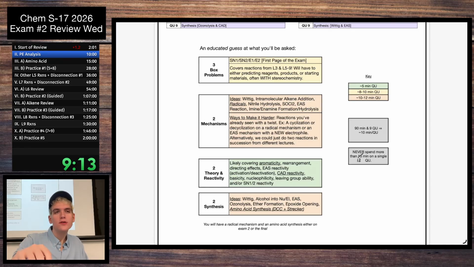Cool. So do you feel like you have a good idea of the format of the exam, what to expect, and what you're responsible for? Yeah. Will the radical one be a mechanism, right? Yes, it's only a mechanism. And will it be similar to ones we know before, or will it be new?